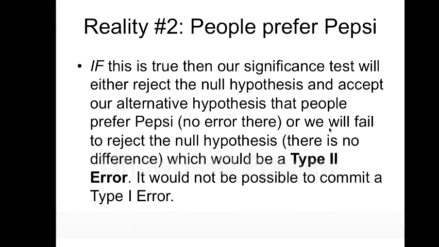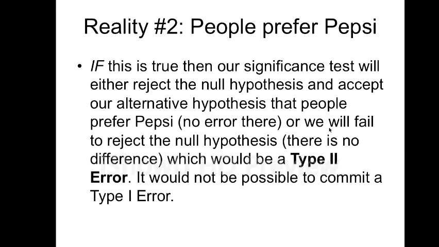Now, put on your time travel suit or your space-time continuum suit because we're going to travel to an alternate reality. Imagine for a second that people do prefer Pepsi, and we know how far-fetched that is since Coke definitely tastes better. If this is true, then our significance test will either reject the null hypothesis and accept our alternative hypothesis that people prefer Pepsi. In other words, we reject that there is no difference and we accept that people do prefer Pepsi. And if that happened, there'd be no error at all.